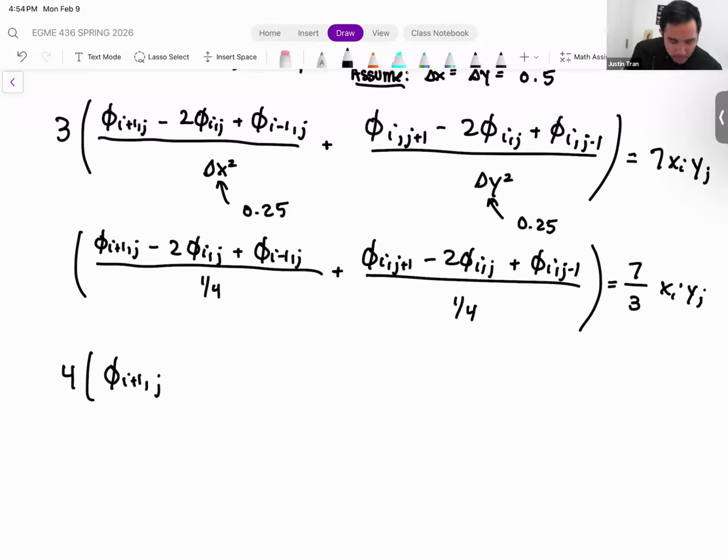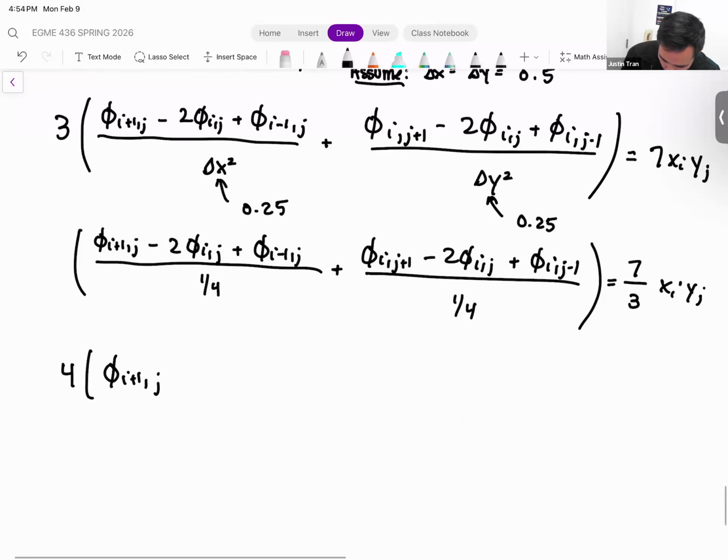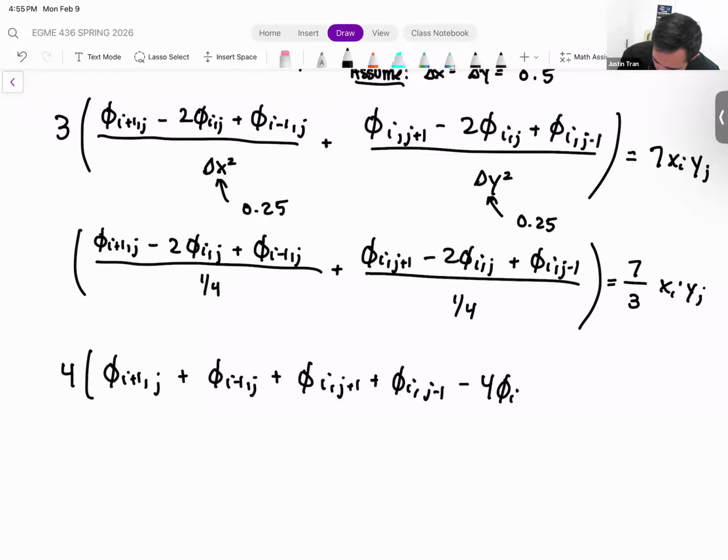I'm going to go ahead and combine the central nodes, just to save me a bit of writing. So we have phi(i-1, j) plus phi(i, j+1) plus phi(i, j-1) minus 4 phi(i, j) is equal to 7 over 3 xi yj, right?